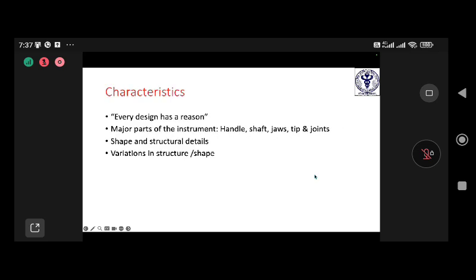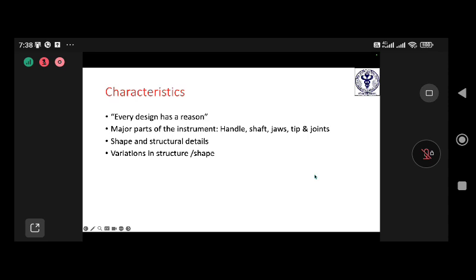Then comes the characteristic. Because every design has a reason why that particular design has been made. There should be logic behind that. And what are the uses of that? Again, that will be explained in terms of that design. If there is a limitation, that also will be explained in terms of design. So the major parts of the instruments are the handle, shaft, jaws, tips, and joints. These are the 5 points that will cover how the design has been thought through regarding the use of that particular instrument. Similarly, the shape and structural detail, whether it is a ring handle or just a pincer grasp instrument. These are some of the things you have to tell.